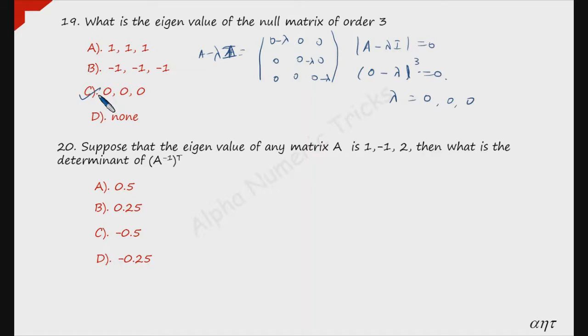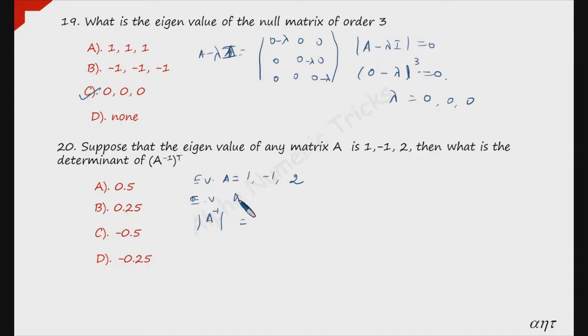Now, suppose that the eigenvalues of a matrix A are 1, minus 1, 2, then what is the determinant of (A inverse) the whole transpose? Given here, the eigenvalues of the matrix A are 1, minus 1, 2. Now we have to find the determinant value of A inverse.